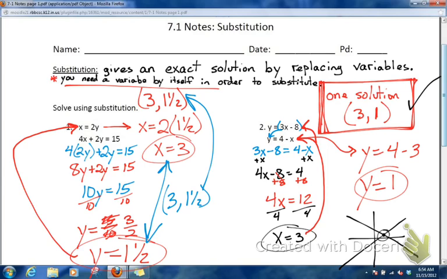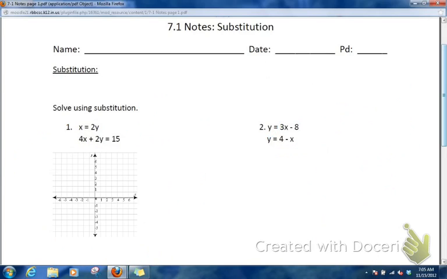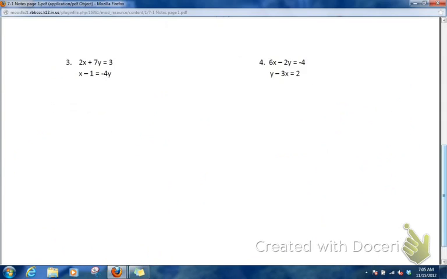So there you go. I changed my mind. I'm going to go ahead and show you number 3, and then I'm going to let you try number 4 on your own. This is because in number 3, we do have to do something slightly different, and that is that neither of these equations have been solved for a single variable. And if you remember our rule on the top, you need to get a variable all by itself.